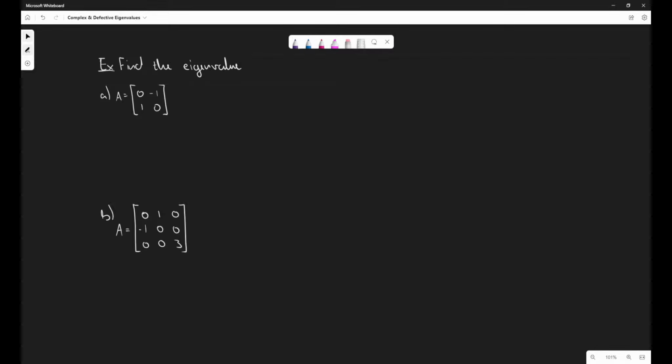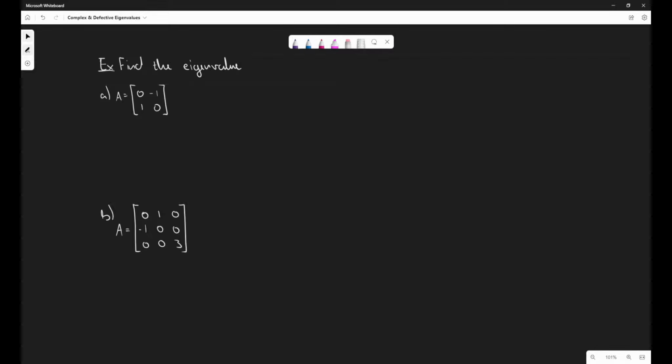In this example, we're going to be looking at complex eigenvectors and eigenvalues, just to show you that the process is much simpler in a way, and also no different than the regular real eigenvalues and eigenvectors. So let's get started with this one.